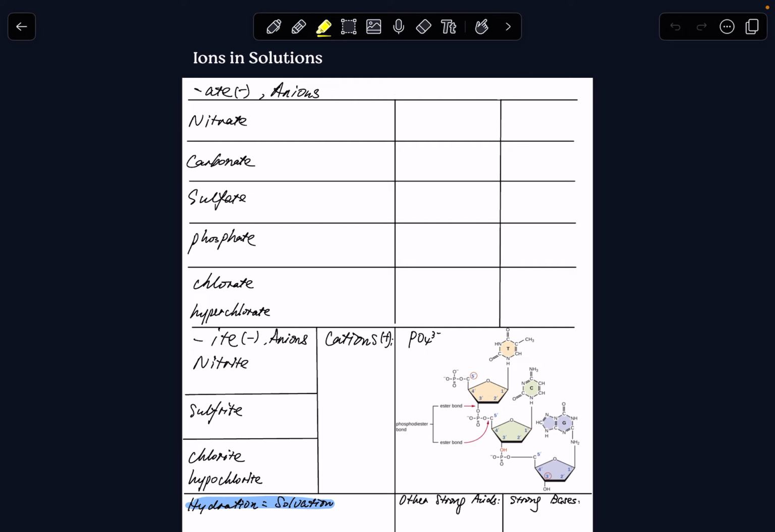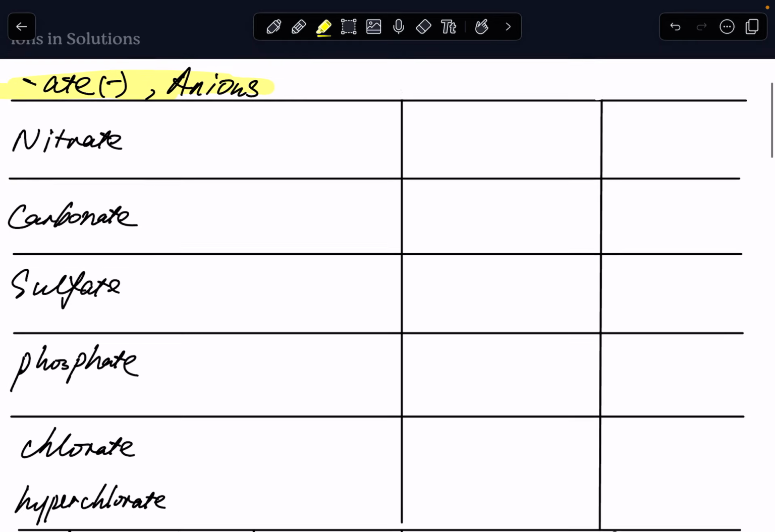All right, so I'm going to give you two big categories of anions. One ends with ATE, okay: nitrate, carbonate, sulfate, phosphate, all the ATE-ending ones. And then the other big category is the ITE ones, okay? So these are all anions, meaning that all the ATE group and ITE group have a negative net charge, okay? All right, so let's dive into the ATE group first.